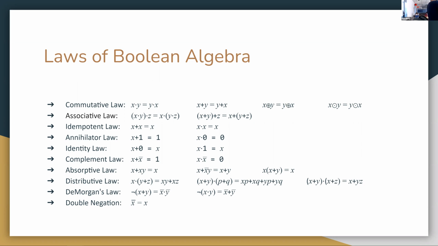Idempotent law means that if you have two of the same parts in these operations, you can just chop one off. So x plus x, x or x, is the same as x. Meaning that if x is true, x or x would be true. If x is false, x or x would also be false. That's what that means, and the same law applies to AND.